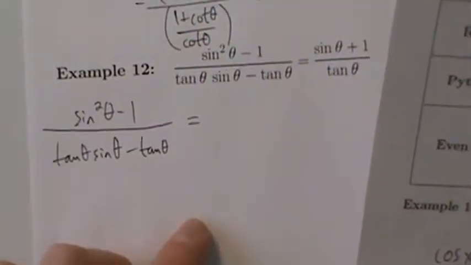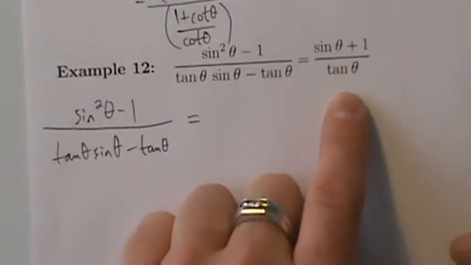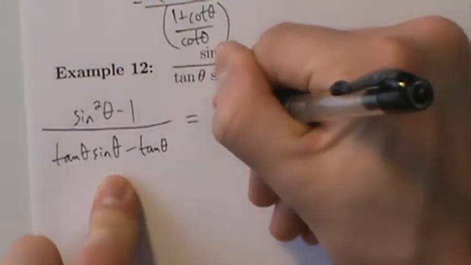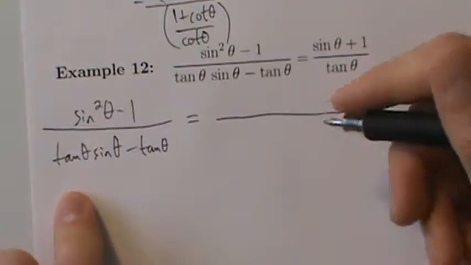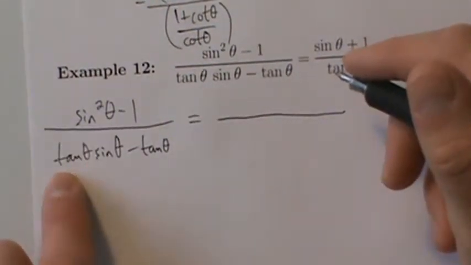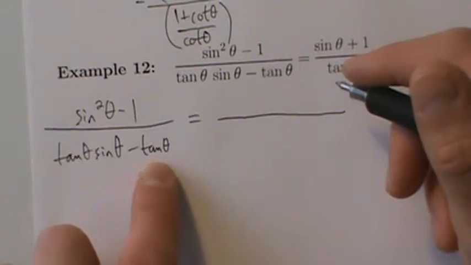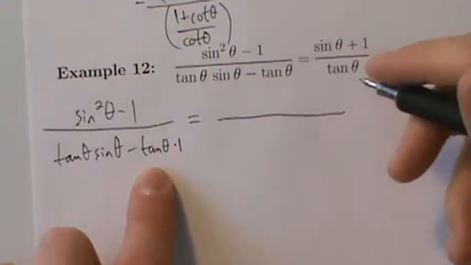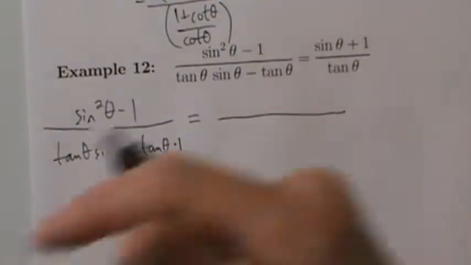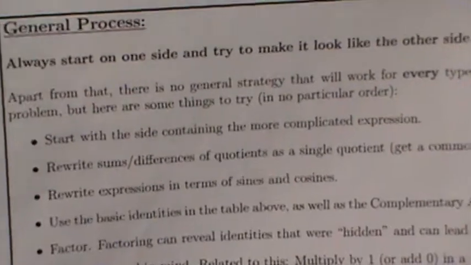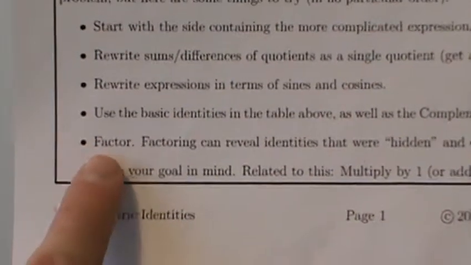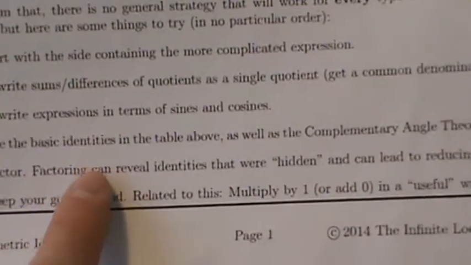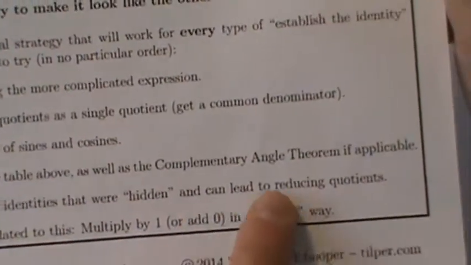But what we can say is, okay, I want a tangent just by itself on the bottom. Well, I kind of have a tangent here, but what do I notice? I notice that tangent of theta appears in this term, and tangent of theta appears here by itself. So that's really like tangent of theta times 1, right? So let's factor the bottom. Factoring is not really something we have tried yet for any example we've done, but one of the steps to try is factor. This factoring can reveal identities that were hidden and can lead to reducing quotients.